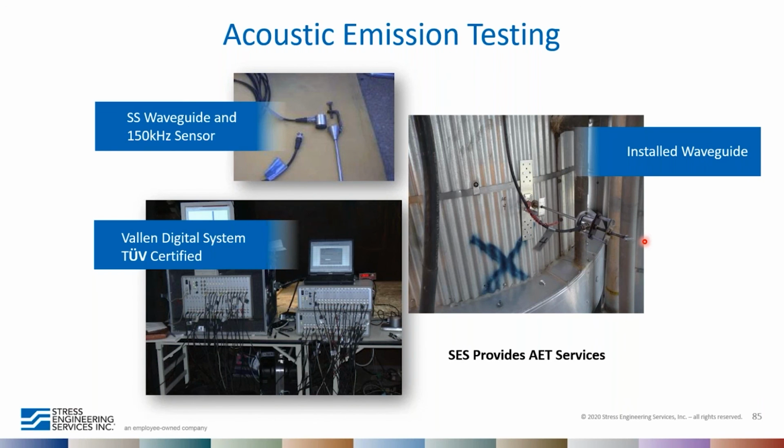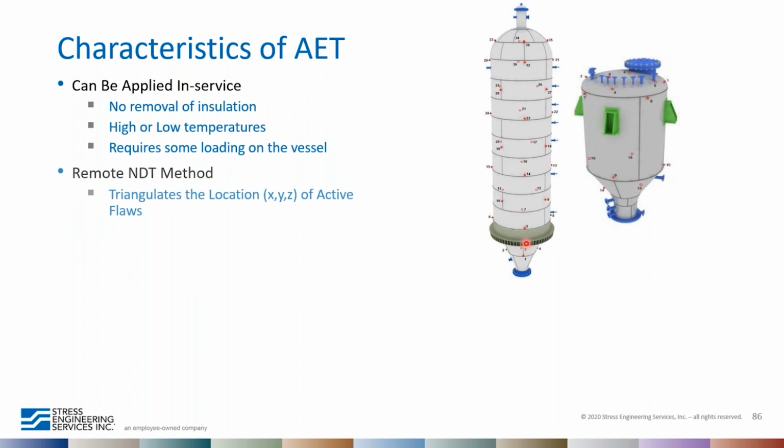Typically when AET occurs, you need to load the vessel in some way, either by cyclic loading in its normal operating conditions, or by going maybe 10% higher than its normal operating pressure, so that you can excite those cracks and identify where they are located. So, various characteristics: it can be applied while the component is in service, and it doesn't need the removal of insulation. So from that point of view, it can be convenient to do.